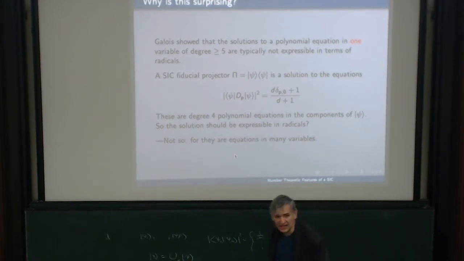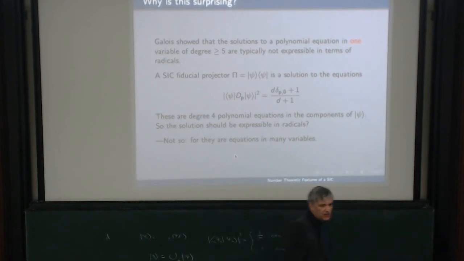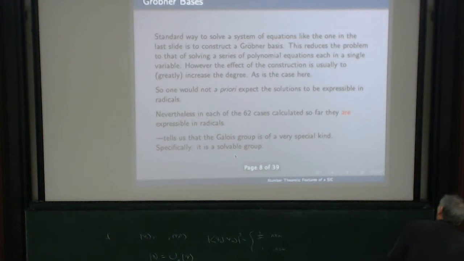It's a polynomial equation. It's a polynomial in the real and imaginary part, not in psi itself. If we find psi in terms of the real and imaginary part, major progress, actually, as will become apparent. Polynomial equations in the components of psi. You might think, okay, if it's degree 4, that's okay, 4 is less than 5. However, they're polynomial equations in many variables.